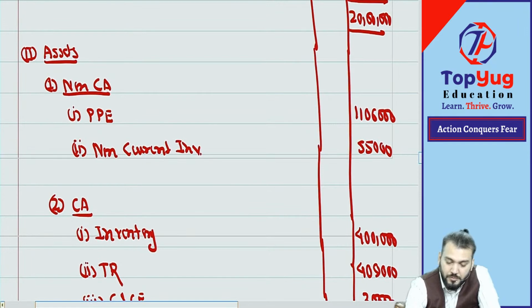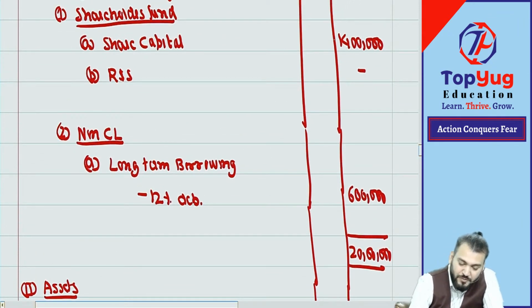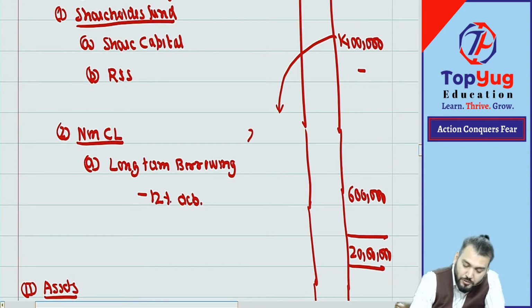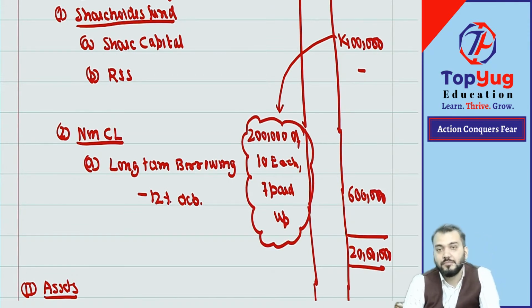Now, one thing I think you have understood. So this 20 lakh is now what? 2 lakh equity shares of rupees 10 each and 7 paid up. So if you are preparing notes to accounts, you should mention in this way: 2 lakh equity shares of rupees 10 each, rupees 7 paid up.